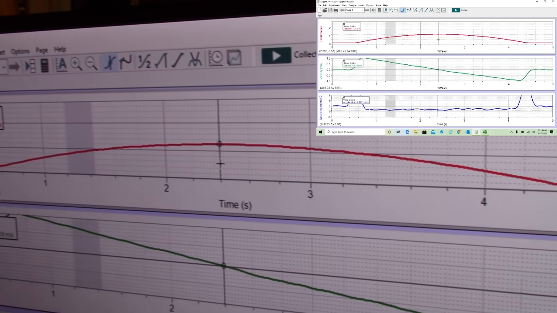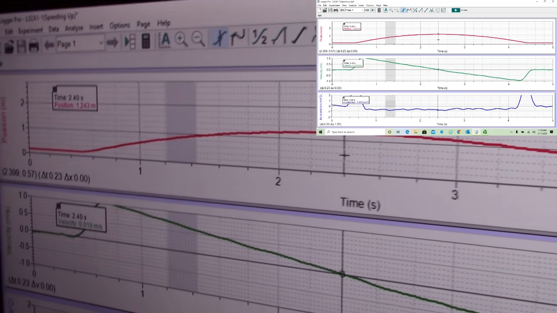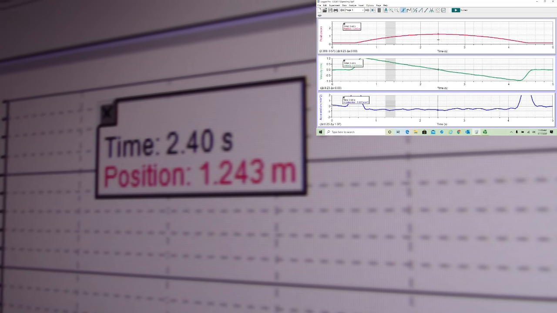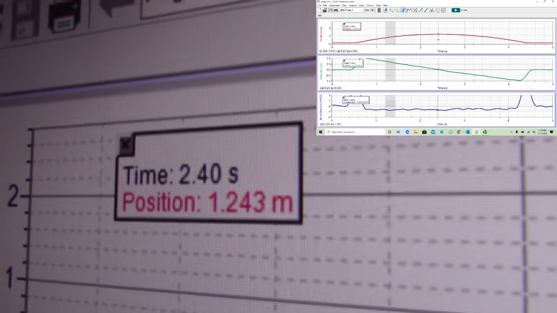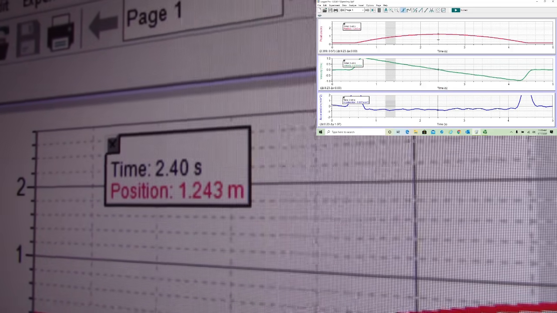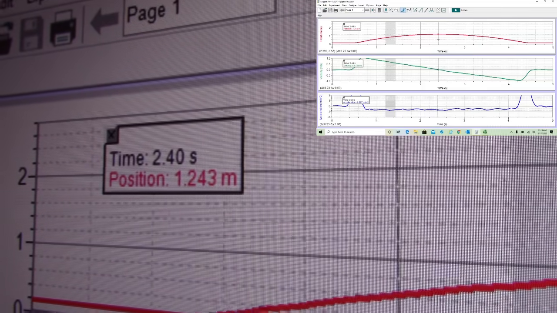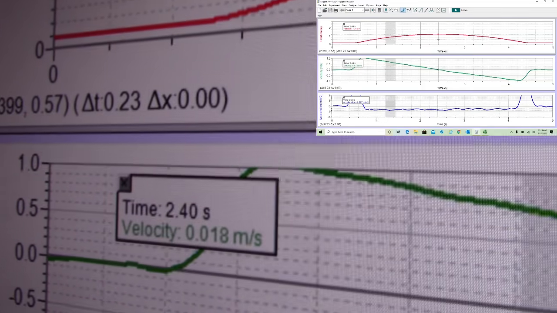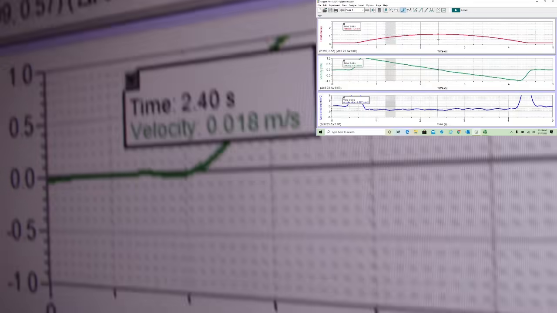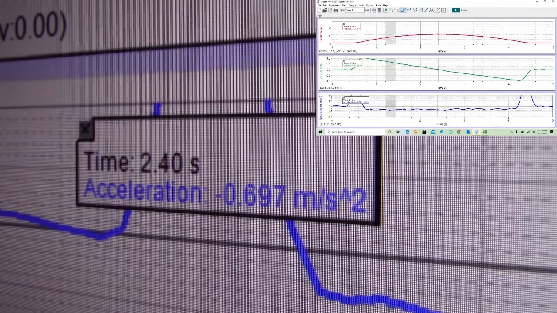Okay, looks like the highest position is at 2.4 seconds. Very, very convenient. That's a nice single decimal place number of seconds. The position itself is 1.243 meters. The velocity is 0.018 meters per second, and the acceleration is negative 0.697 meters per second squared.